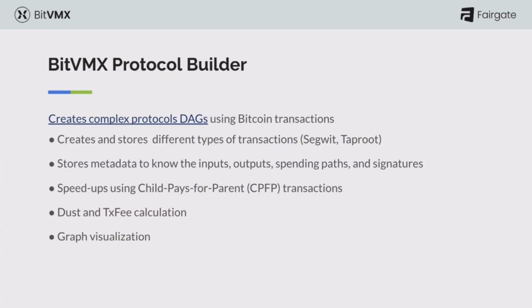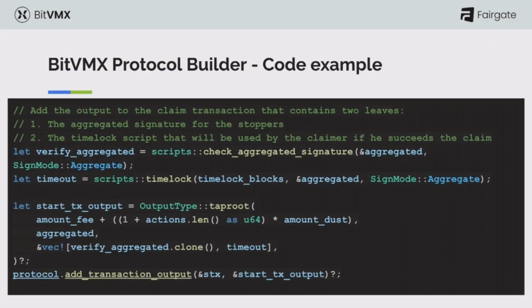It allows us to see the graph that we have created with the protocol builder in a visual manner, which helps a lot to understand what we're doing, or what we're doing wrong when debugging. Let's see some code examples of the protocol builder.